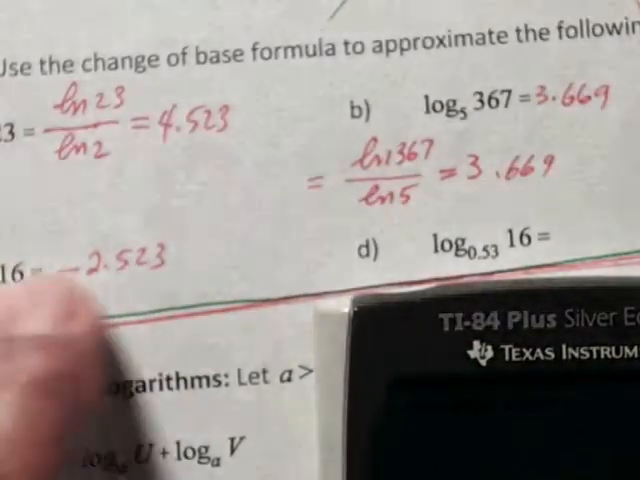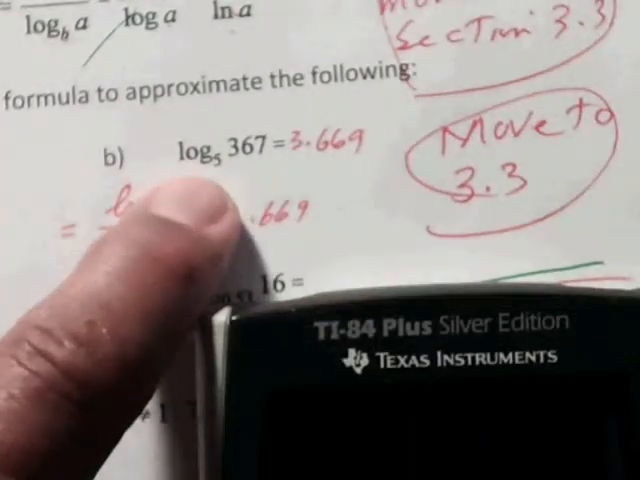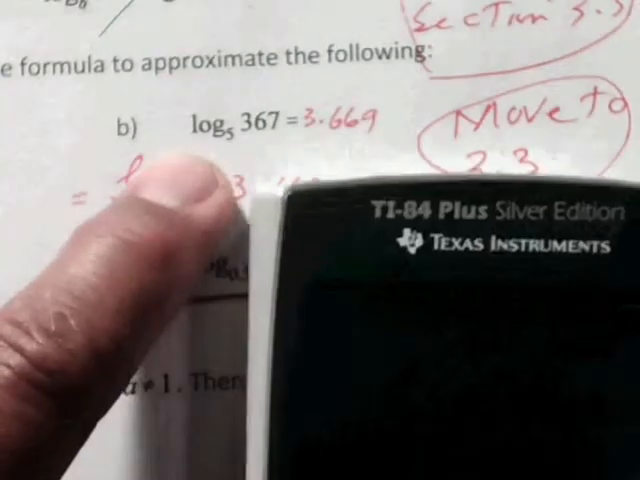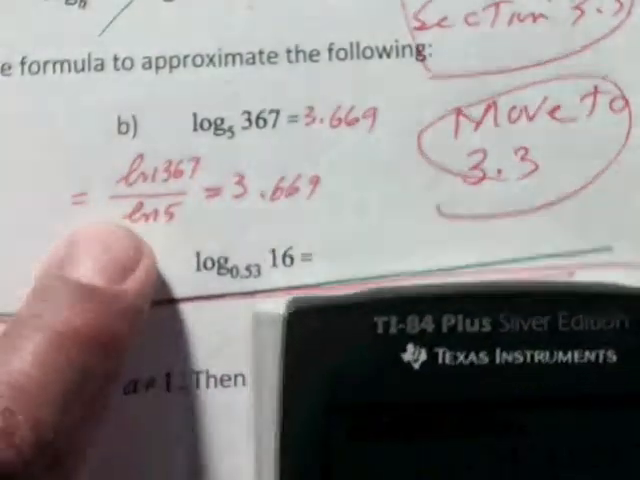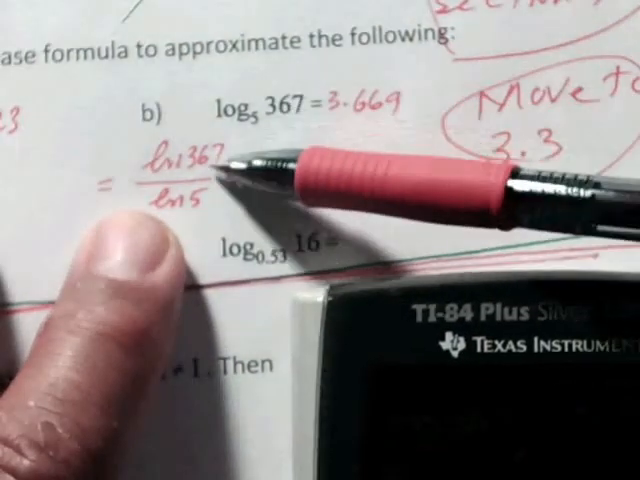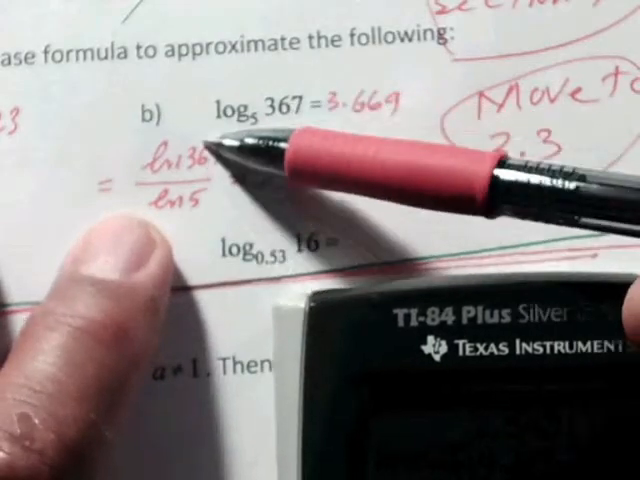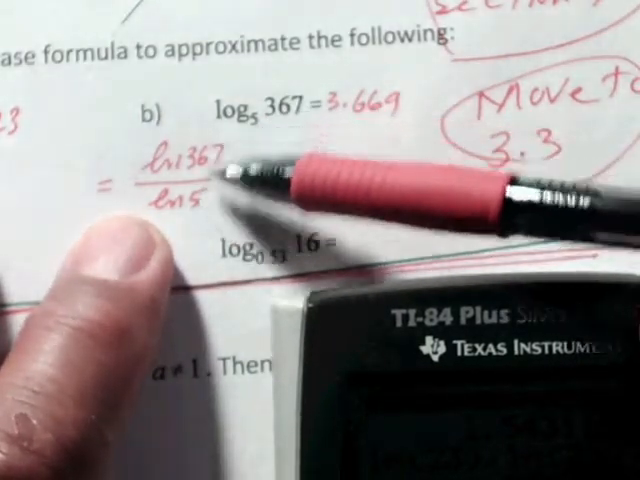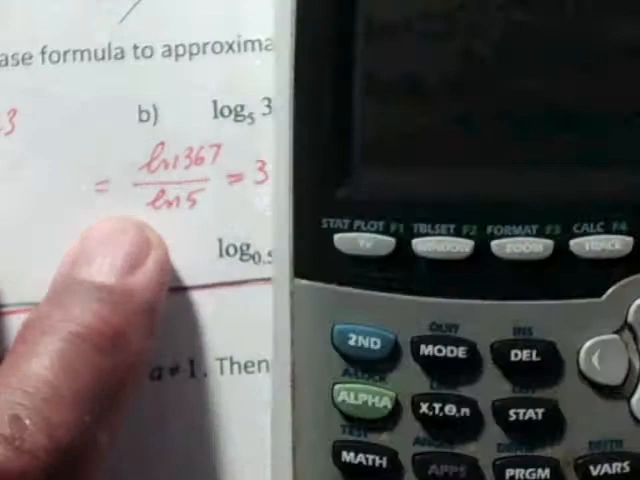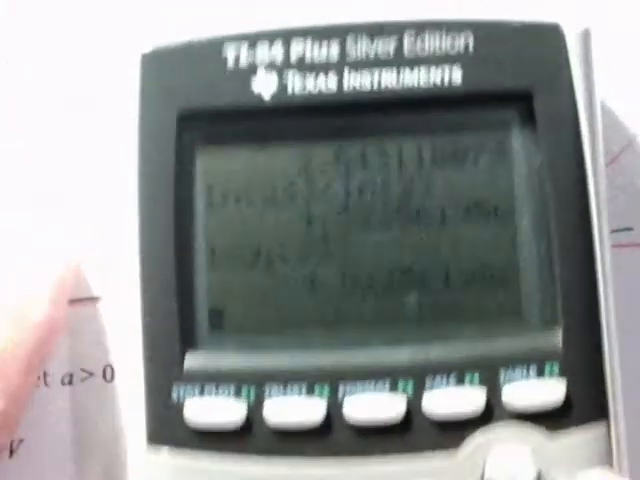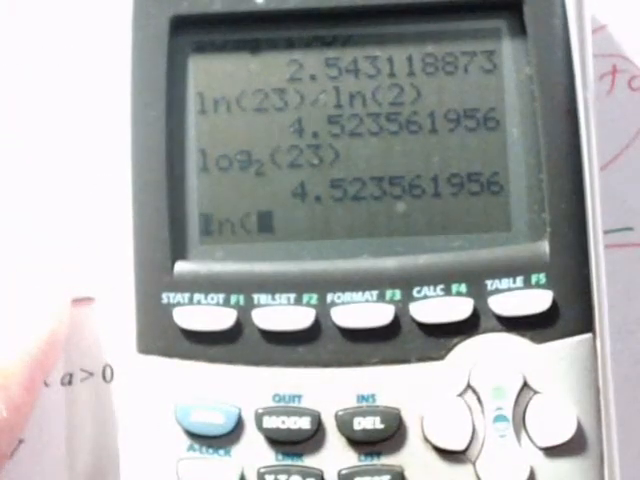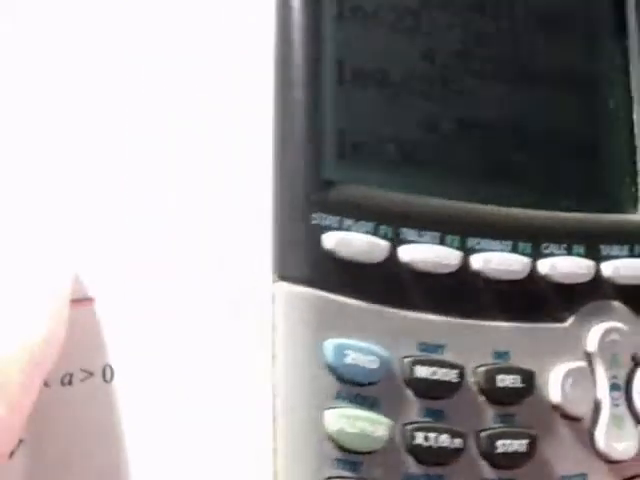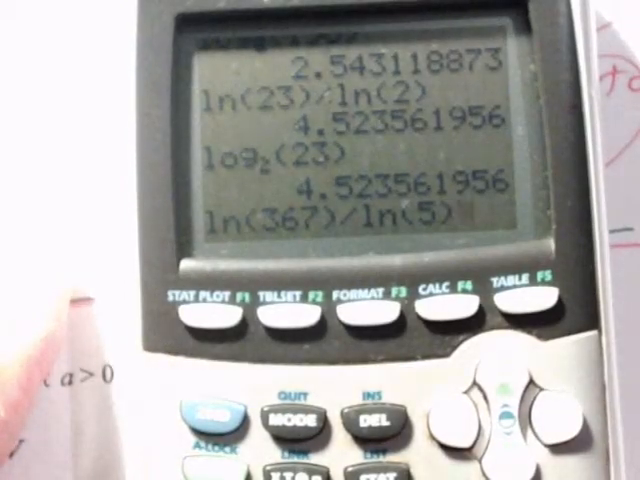But if you want to do log of 367 to base 5, how would you do that? I would write it as ln of 367 divided by ln of 5. Now I can use my calculator, so let me do it here. ln of 367 divided by ln of 5.